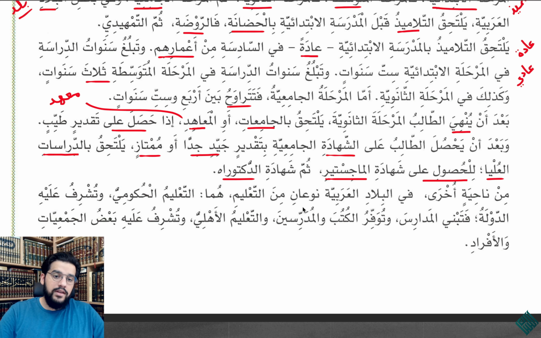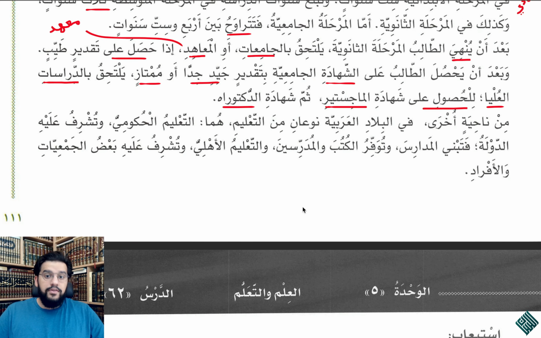من ناحية أخرى, from another perspective, في البلاد العربية نوعان من التعليم, 2 types of education. التعليم الحكومي, governmental education, it comes from the word حكومة, which is government. التعليم الحكومي. وتشرف عليه الدولة. The verb أشرف يشرف على means to supervise. Okay, أشرف على يشرف على, to supervise. So this kind of education, the governmental education, is supervised by the country itself, الدولة, the government itself.